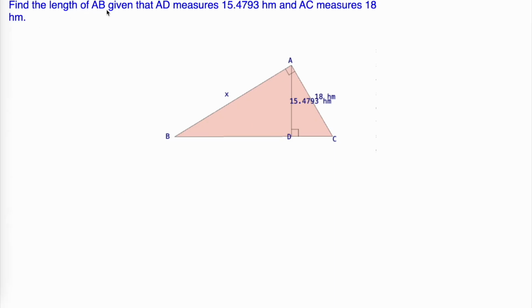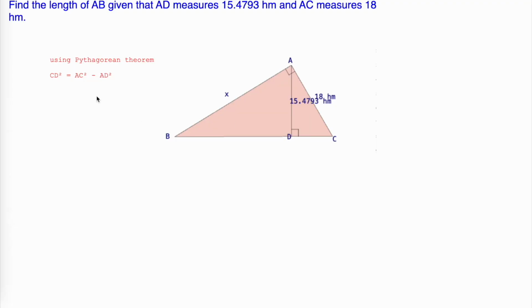Here's another level 12 type question. Find the length of AB given that AD measures 15.4793 hectometers. AC measures 18 hectometers. And we have to find AB. I am going to find DC first using the Pythagorean theorem.